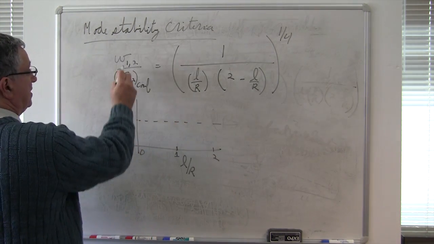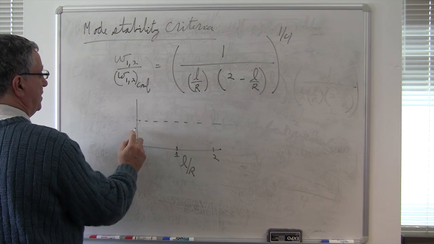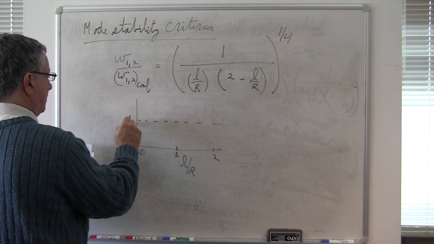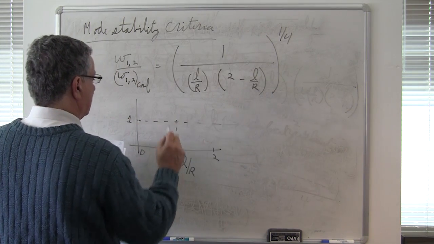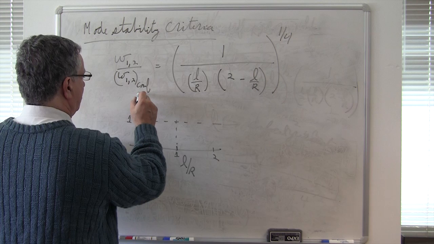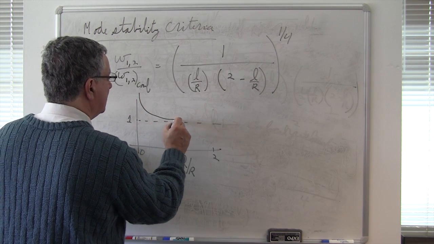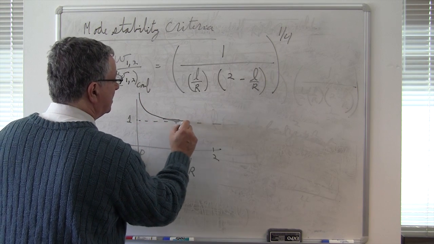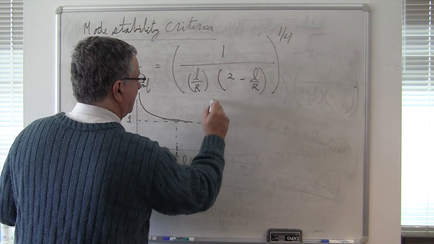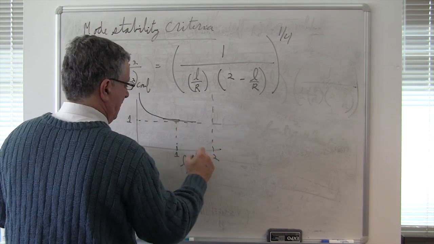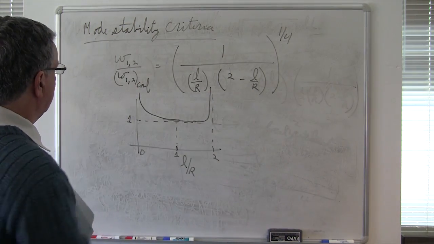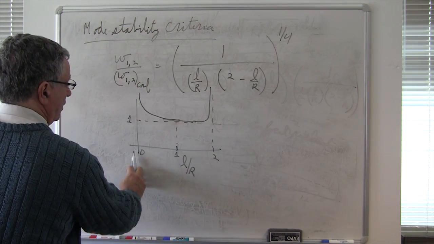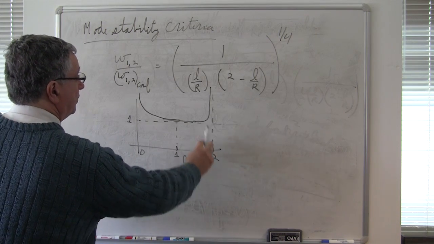is, since W12 confocal is the minimum, here the ratio would be equal to 1 right at this position, and we find a minimum like this. Then at L over R equal to 2, it blows up here. Okay? It blows up at L over R equal to 0 and at L over R equal to 2.